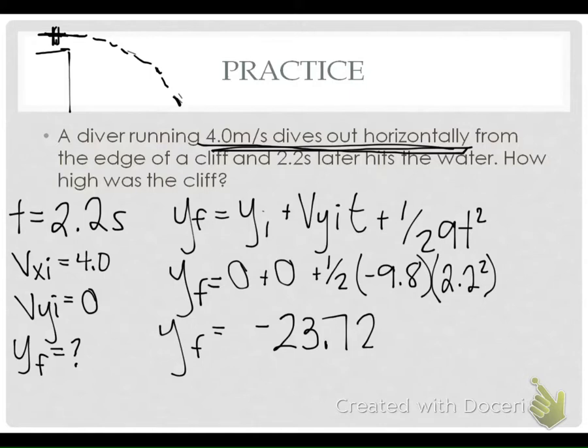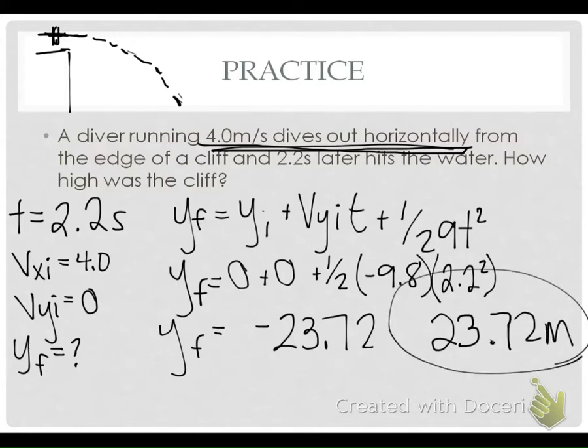If we're going off a cliff, yes. But the way we answer the question, since it technically asks how high the cliff is, we'll just make it positive and say the cliff is 23.72 meters high. I wouldn't count off if you left it as a negative, because that's our final distance traveled. If you're technically answering the question, you just make it positive and say that it's 23.72 meters high. Does that make sense?